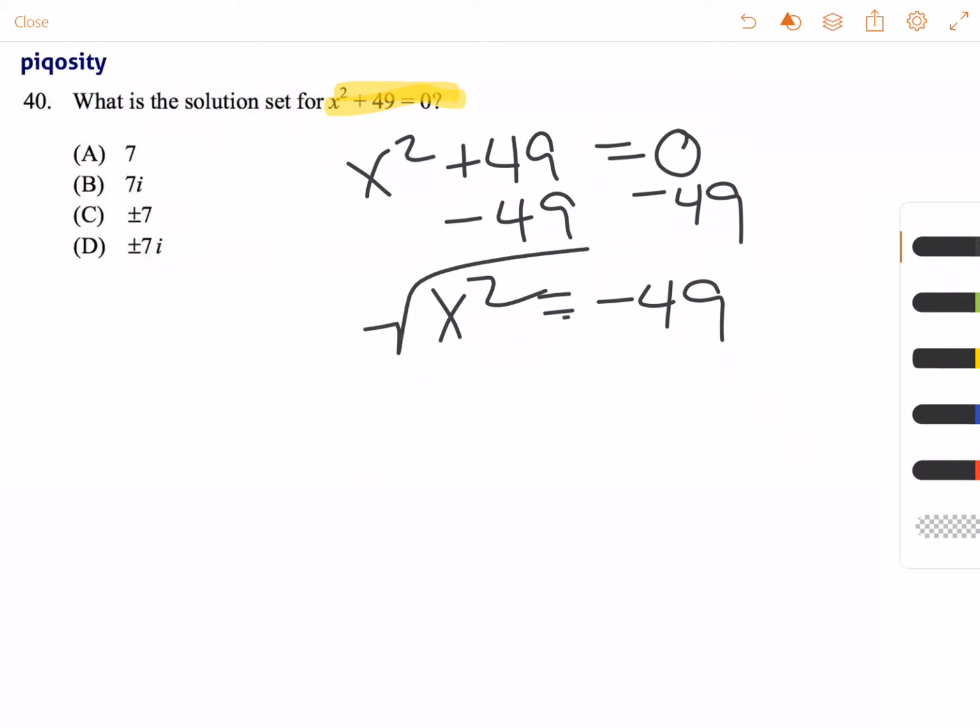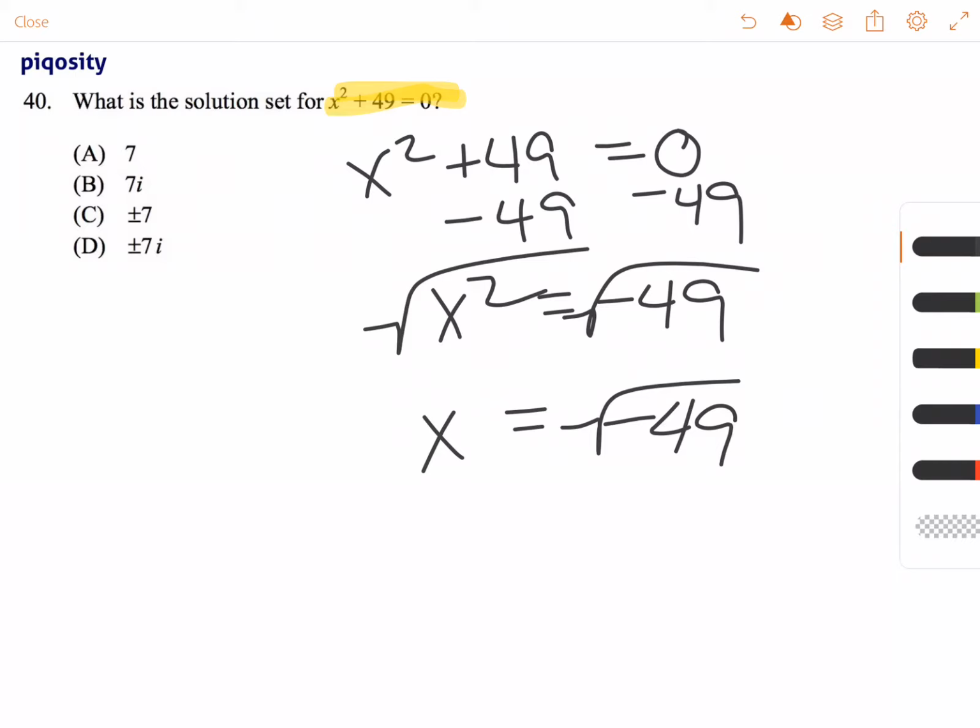And if you take the square root of both sides, you're going to get x, but now you have the square root of negative 49, which you might say, okay, I can't take the square root of a negative number, which is true. But you can still figure out the possibilities of what makes negative 49 in this case.